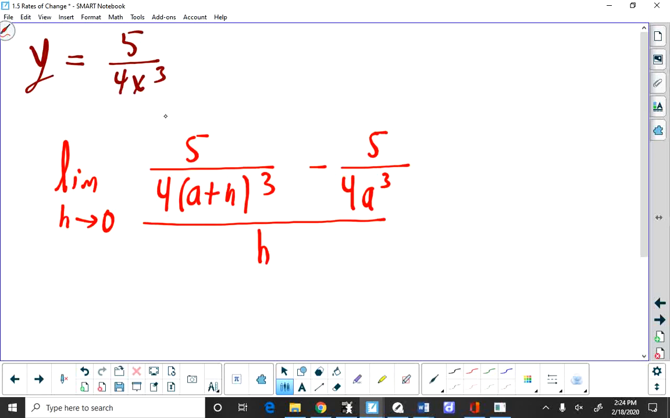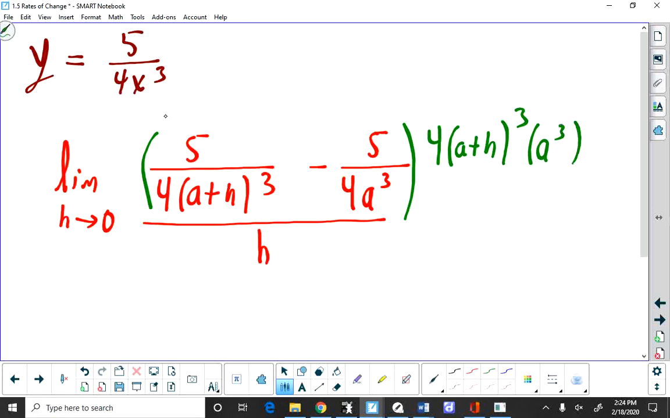So I have a denominator that is a real trouble. I have denominators that I don't want. I have 4 times a plus h cubed and 4a cubed. So I'm going to do the same thing that I did with the previous question, which is to multiply by 4 and a plus h cubed and a cubed. I don't need everybody to multiply by 4 twice. I mean, I could, but then I'd get extra 4s everywhere. It's not going to affect the answer. And then on the bottom, I'm going to have 4 and then a plus h cubed and a cubed.